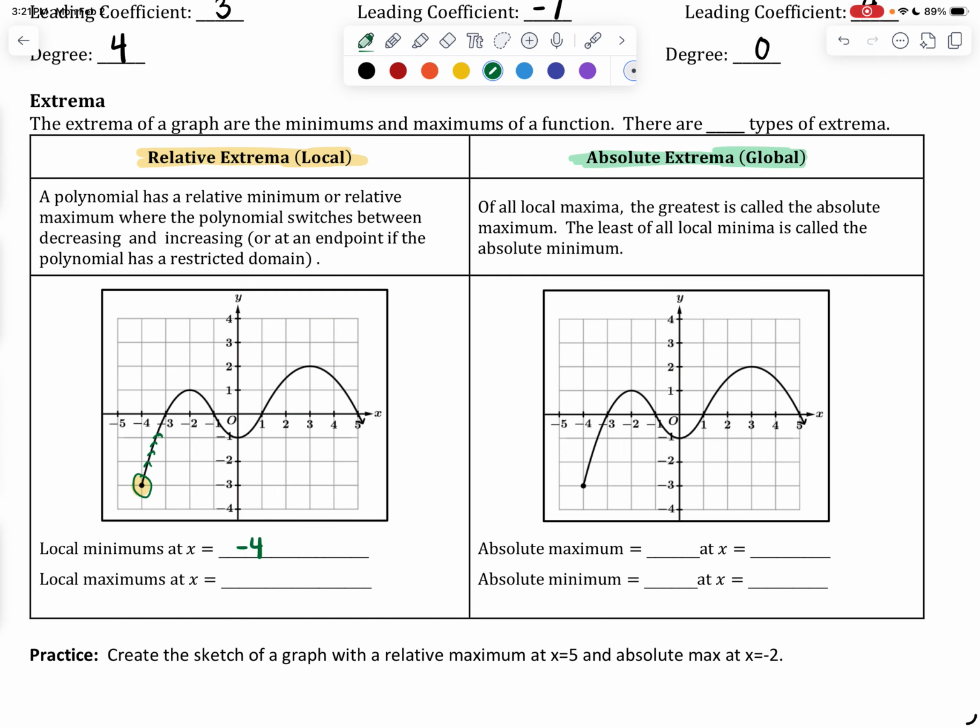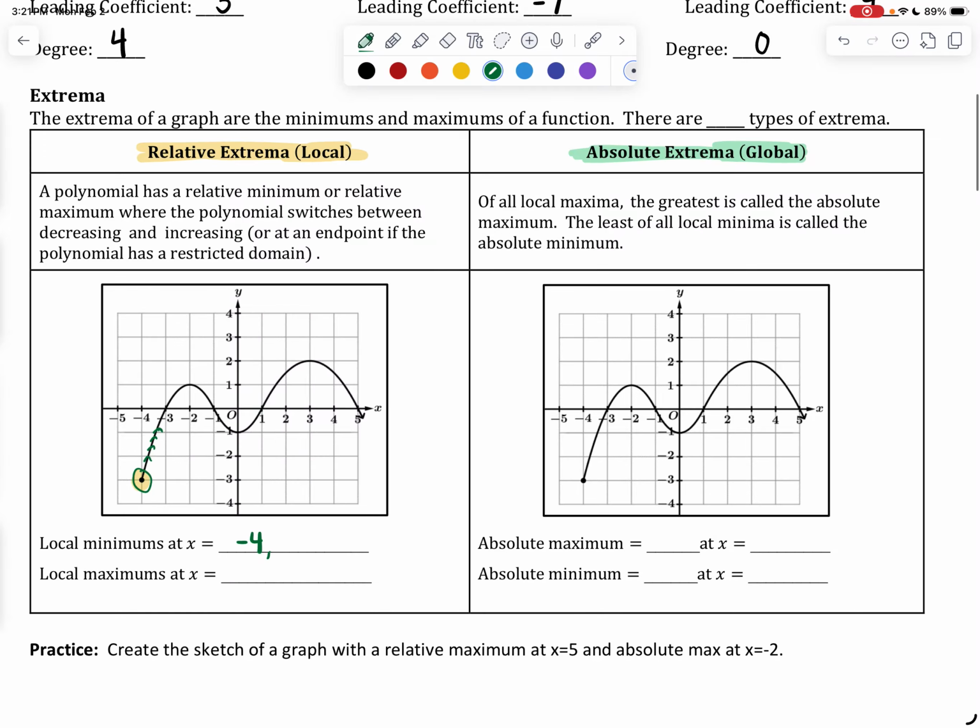Even though the value is -3, that would be the minimum, the local minimum value. But if we list local minimums, generally we just want to list their locations. We don't care how high or how low they are as often, just their location, x values. So we have another local minimum when the function switches from decreasing to increasing, and that is at x equals 0. And there are no more local minimums.